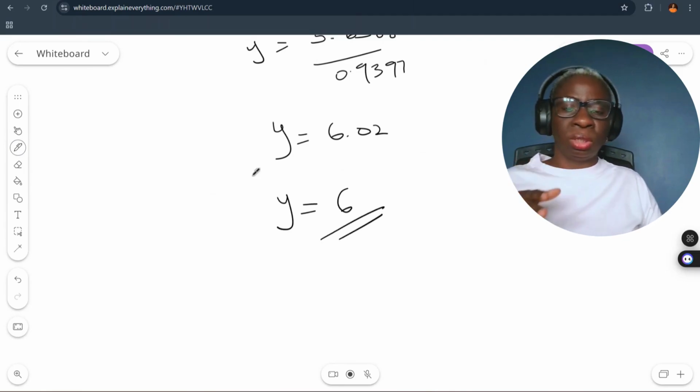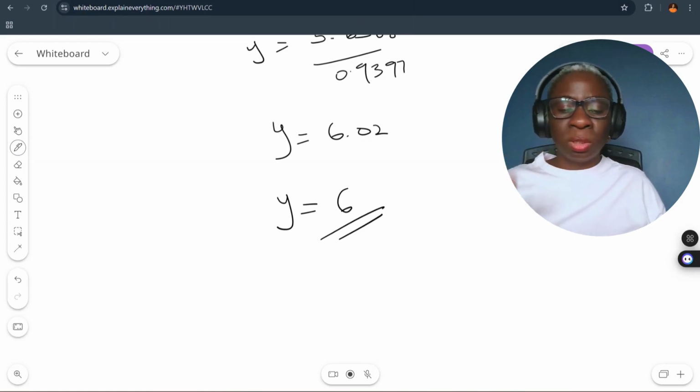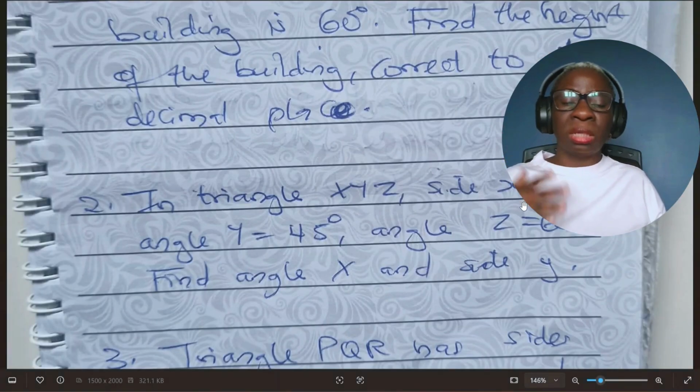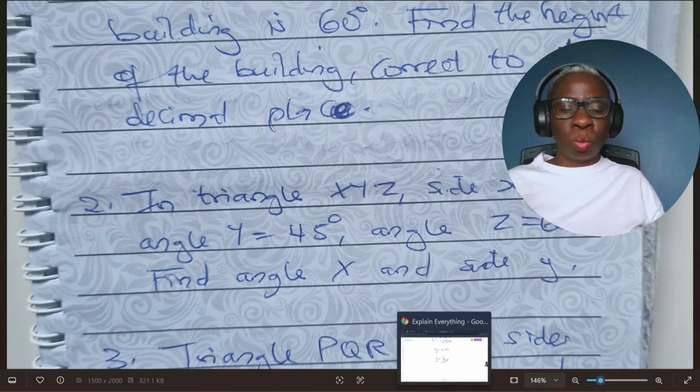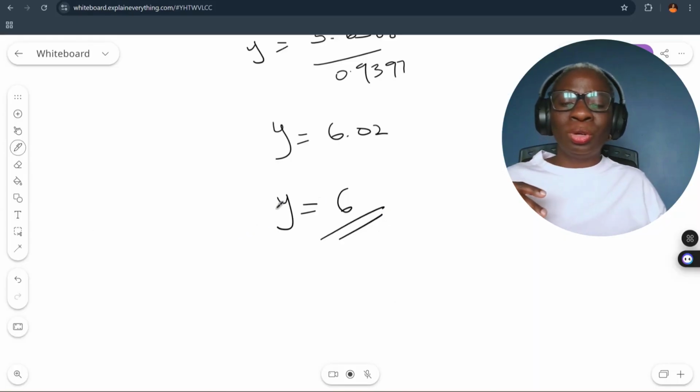We were not given the units, so you don't need to put centimeter or meter, since the question did not state units. It just says x equals 8. So that means y equals 6. And that is it. So go through it again.